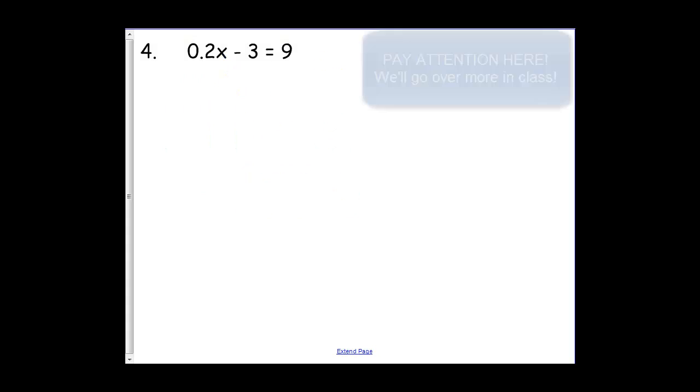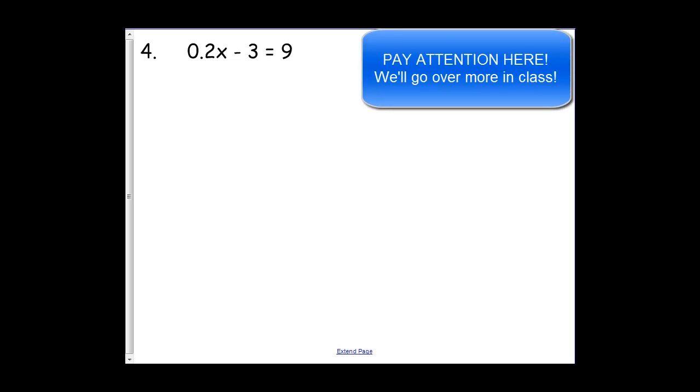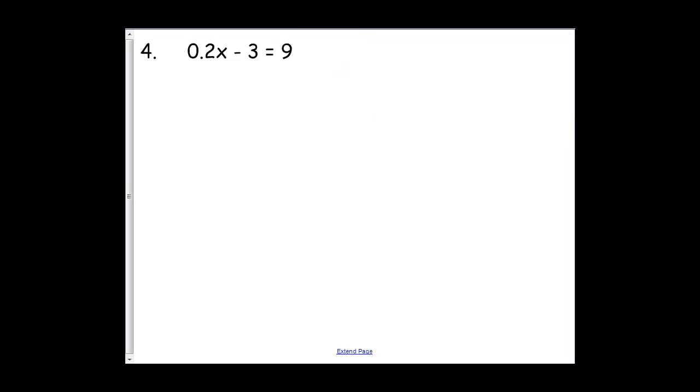Last 2 I would star in my notes. These will be the most helpful for you going forward because they deal with your favorites, fractions and decimals. In this case, I have 2/10 x minus 3 equals 9. I'm trying to solve for x. Biggest tip I probably have for you here is the idea of getting rid of decimals. To get rid of a decimal, I multiply by a power of 10, 10, 100, 1,000, whatever the case may be. Since I have one decimal place here, I just need to multiply by 10.